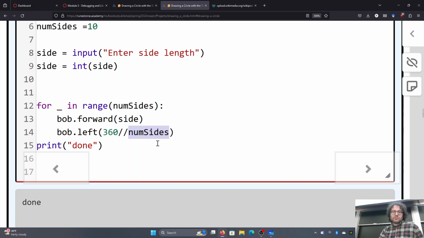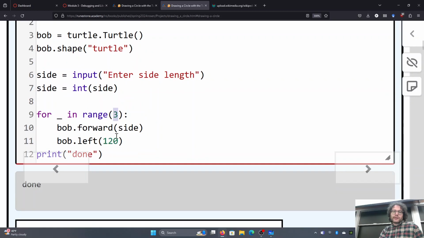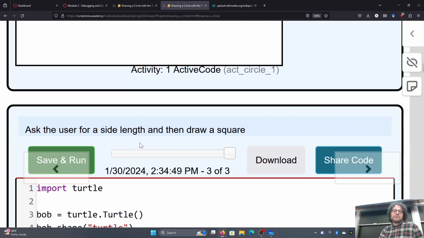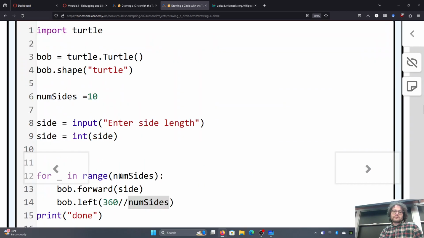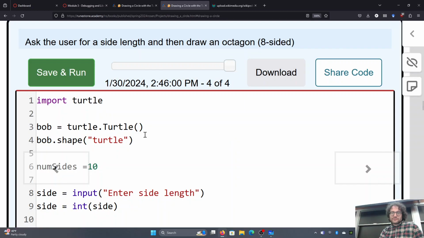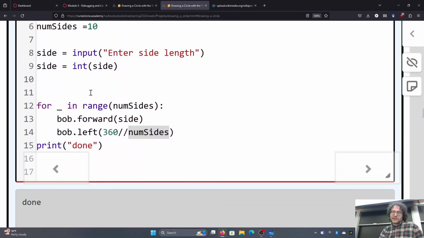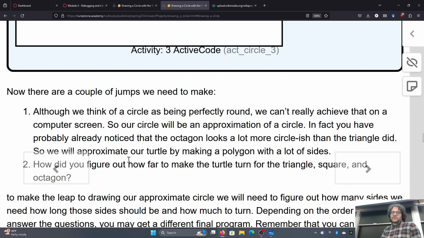Okay, so what we did is we abstracted this. We went from 3 and 120 to 360 divided by 3. We went from 4 and 90 to 360 divided by 4. And so now we can make this a bit more abstract. Hit the share code button so that you can get this. This is going to be in the octagon shape. So that's number 2. How do we figure out how far for the turtle to turn?